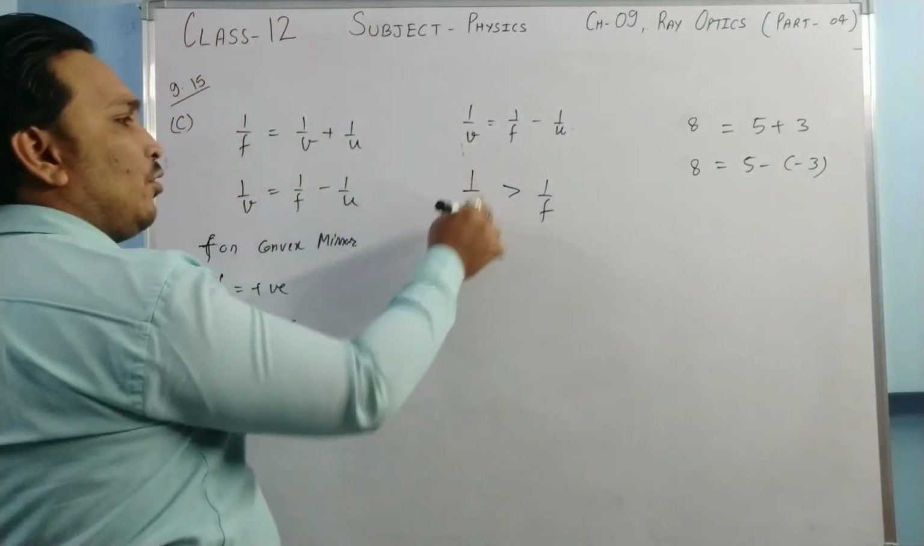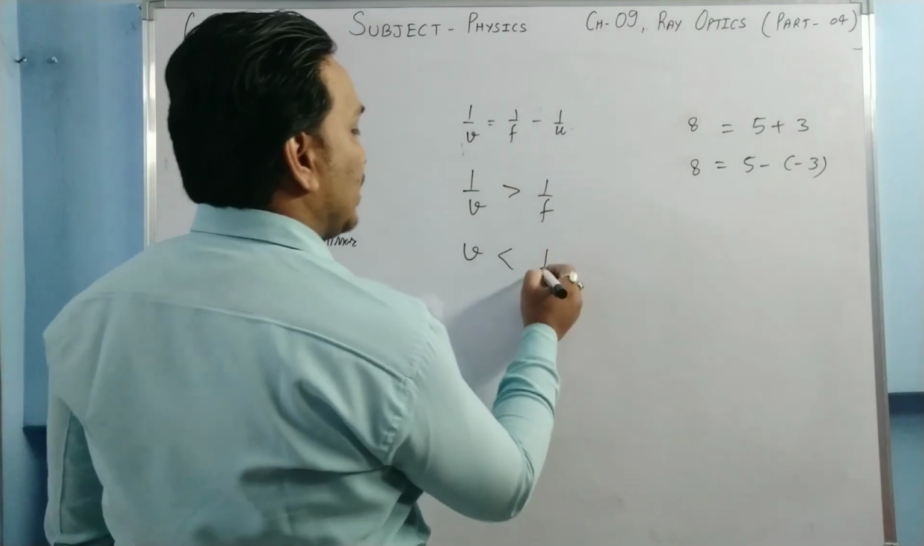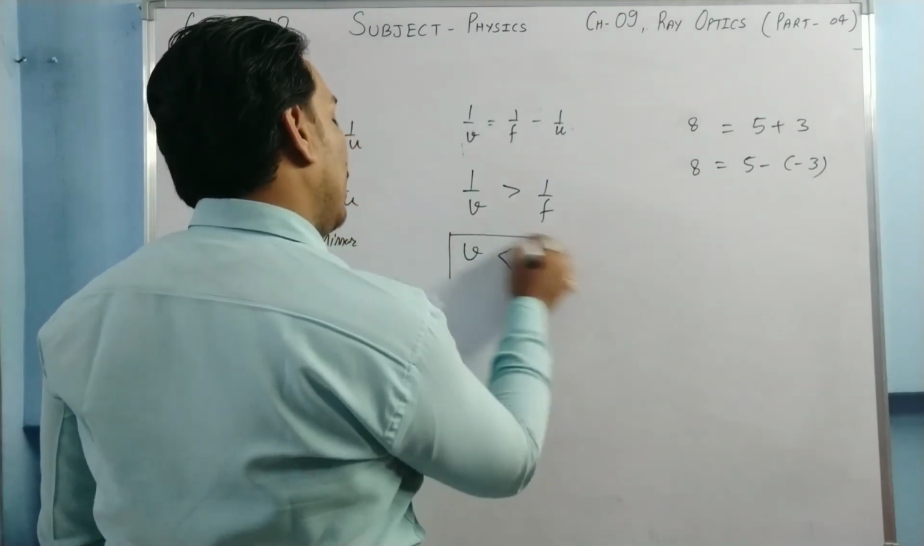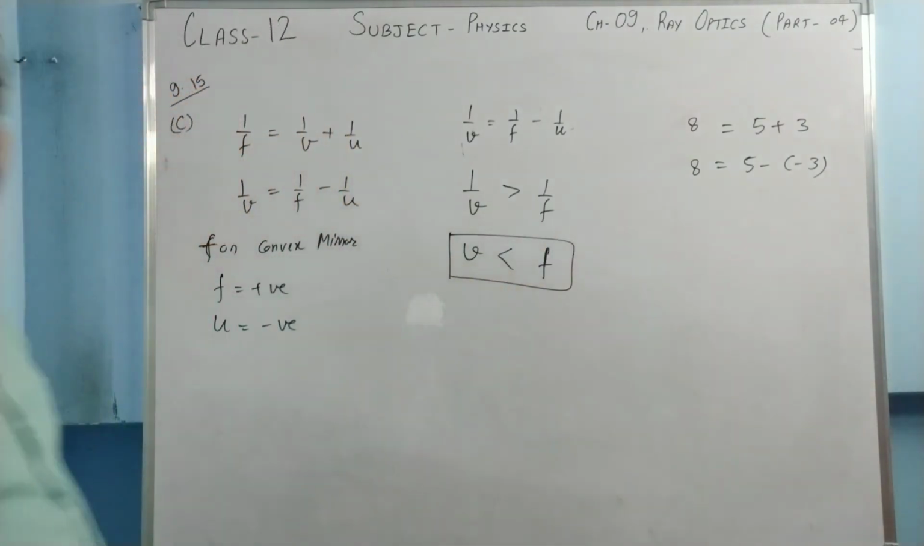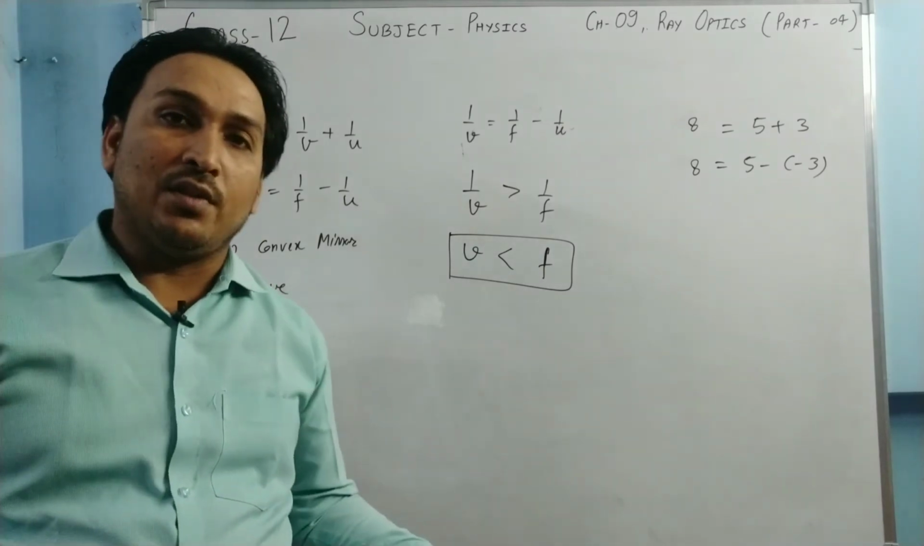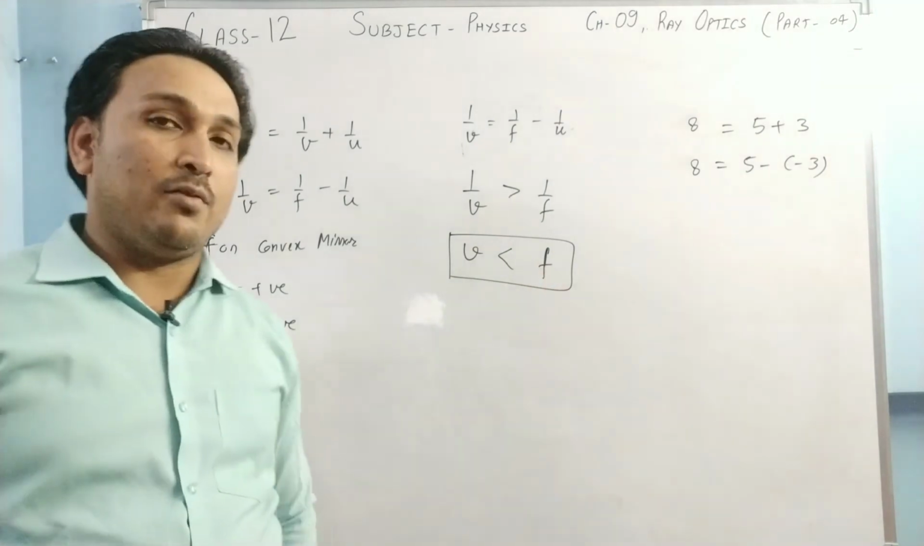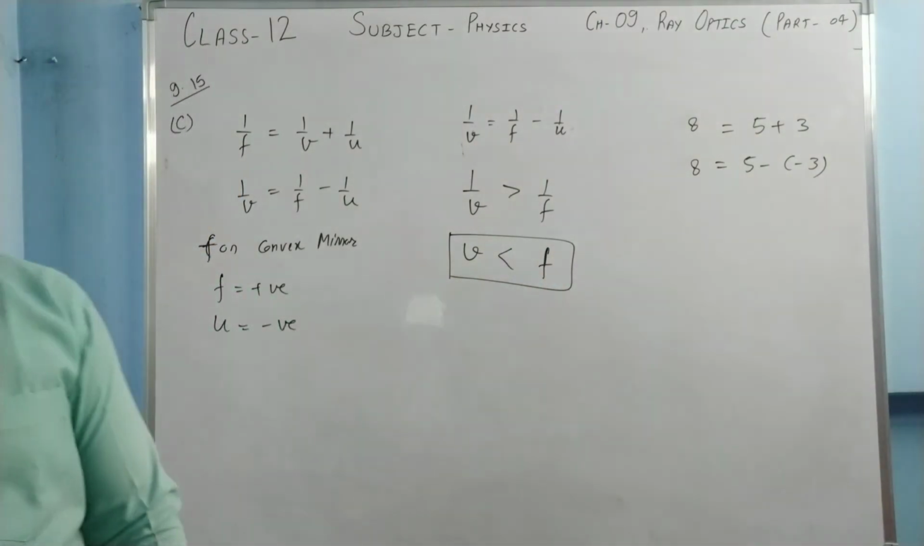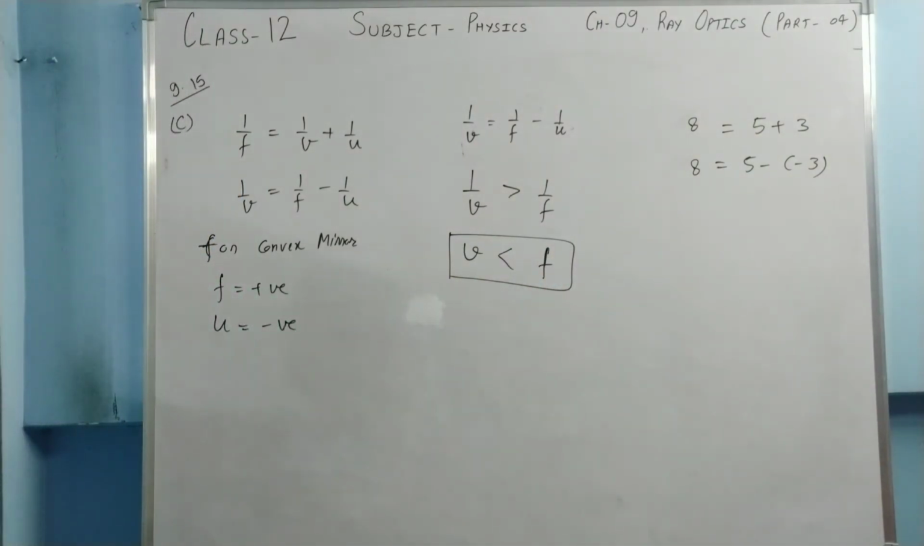Here also 1 by v should be greater than 1 by f, or v should be less than f, if you reciprocate. So image distance is always positive, that we have proved in the last one, but it should always be less than f also. So basically image is formed between focus and the pole. Now what we have to prove? We have to prove that image is diminished also.